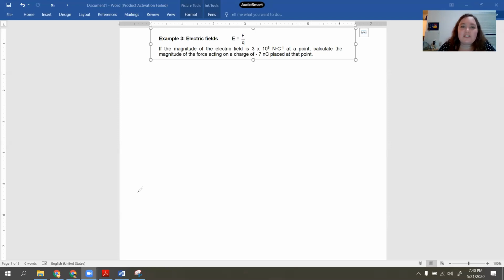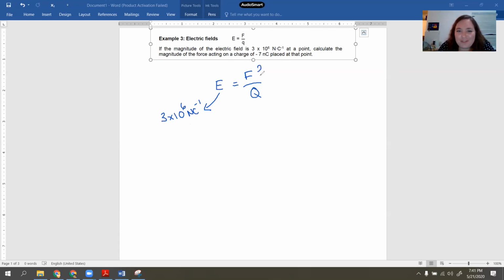Okay, so the question here says, we're going to be using the equation E is equal to F over Q. They've been kind enough to tell us that. And it says, if the magnitude of the electric field, that means this value, is 3 times 10 to the 6 newtons per coulomb at a point, calculate the force acting on a charge. Oh, this is a big question. So we're asked to, no, I lie. I was getting confused there. This isn't a big question.